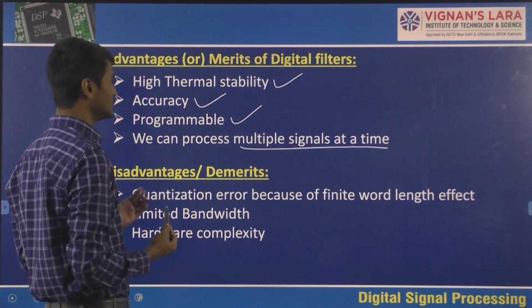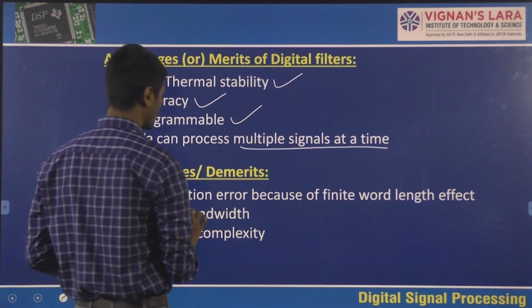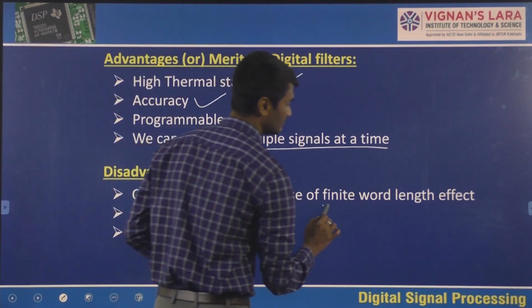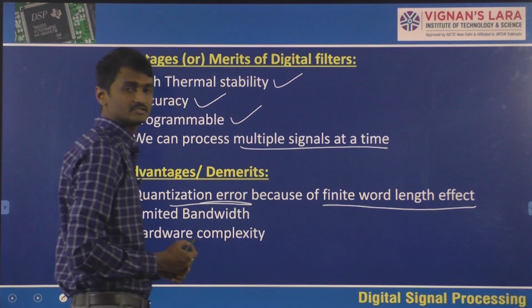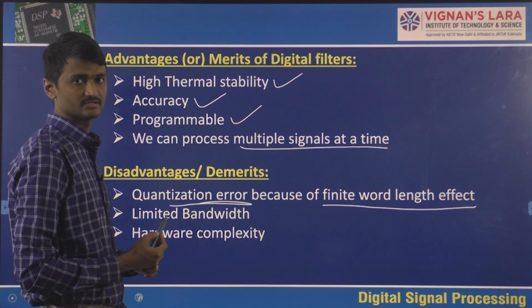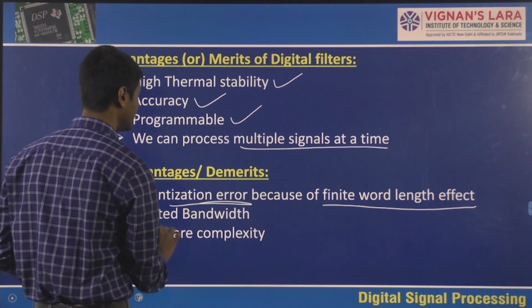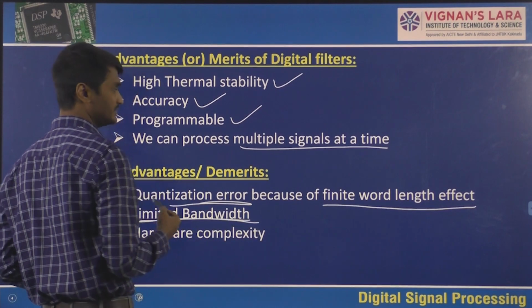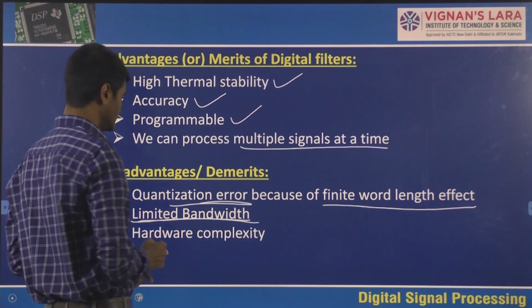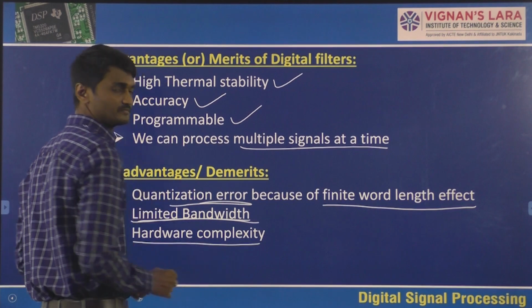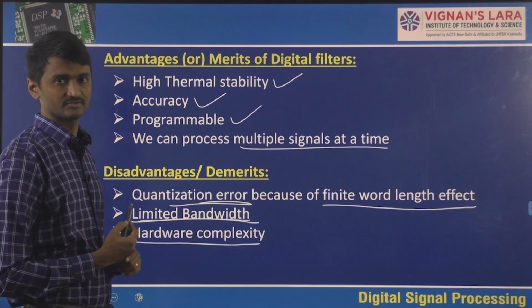The disadvantages of digital filters are quantization error because of the finite word length effect, limited bandwidth, and hardware complexity.